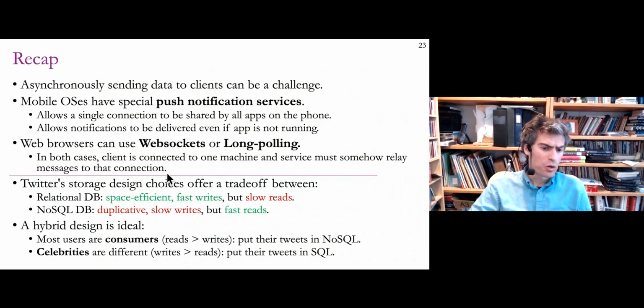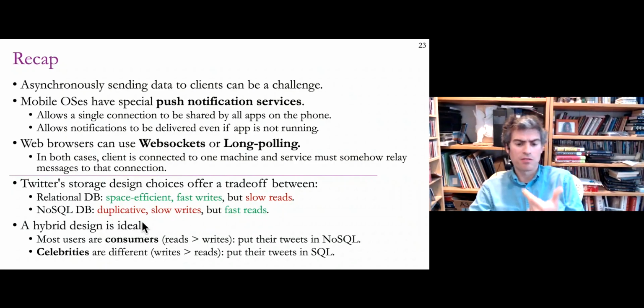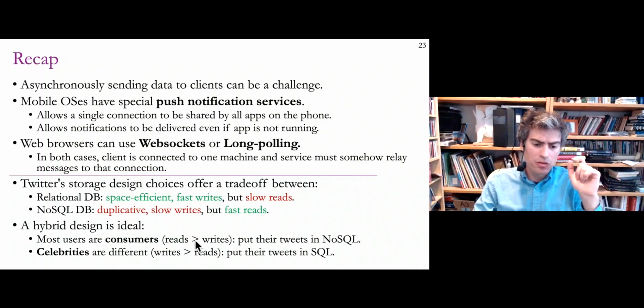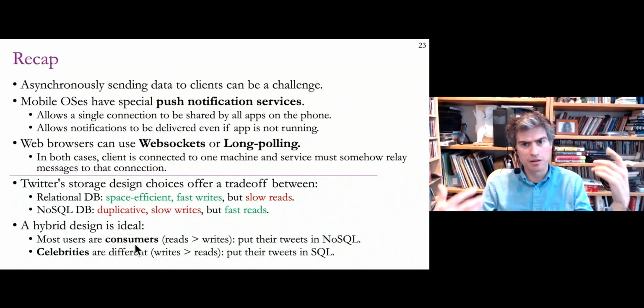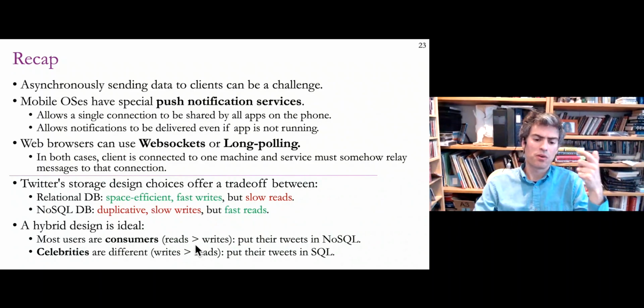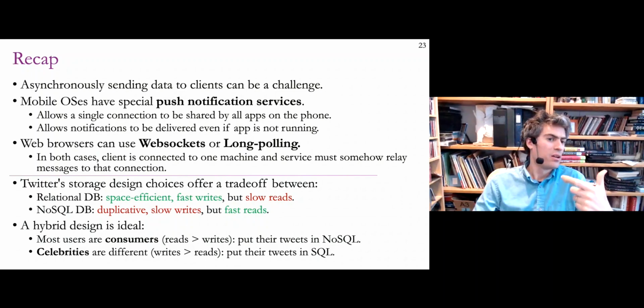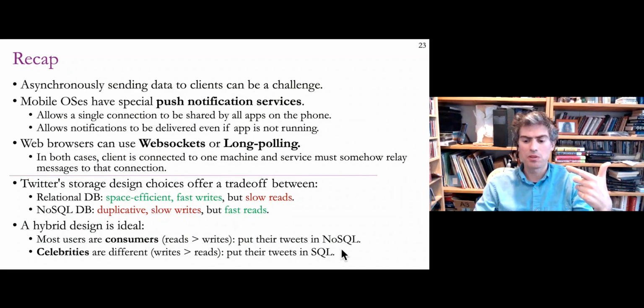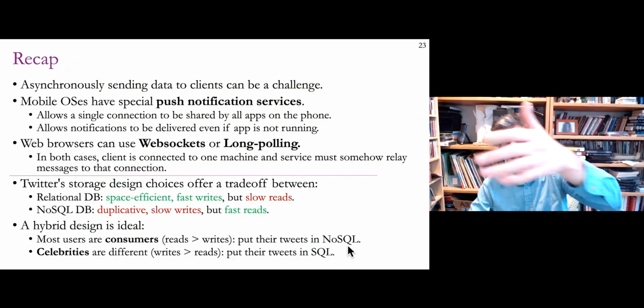So with Twitter and this trade-off, we had that the relational database had space-efficient and fast writes but slow reads. NoSQL databases had these duplicative slow writes but fast reads. And a key insight here was that for some users, reads are more important, and for other users, writes are more important. So if a user is a consumer, like a regular person, they're doing a lot more reading than writing, or even if they're writing a lot, what they're writing is not important. Very few people are reading it. So we put their tweets in a NoSQL database, and we duplicate it to all the followers.